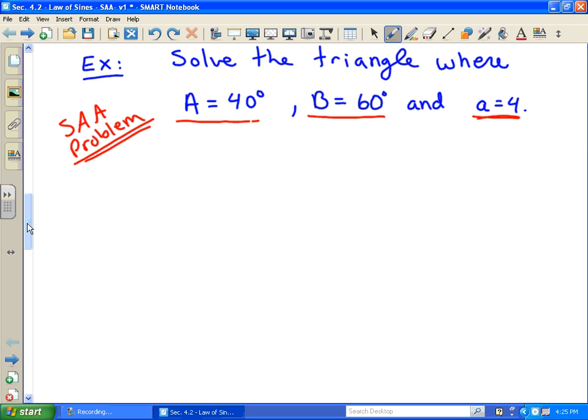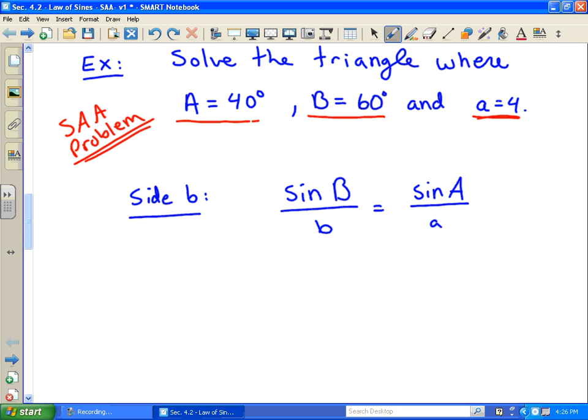Let's say that I want to find side b, little b. I want to choose a ratio that involves the side I don't know, and then everything else involves sides and angles that I do know. So I want to use this particular ratio: sine of big B over little b equals sine of big A over little a, the pair of angle A and little a. When I plug in, I'll only have one unknown. So I would do sine of 60 degrees over little b, which I don't know, equals sine of 40 degrees over 4.